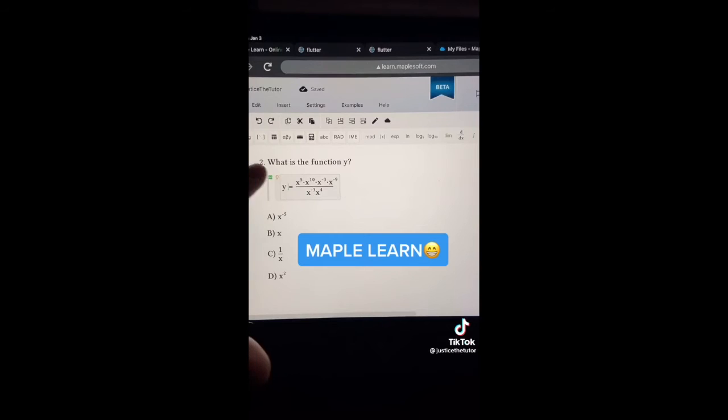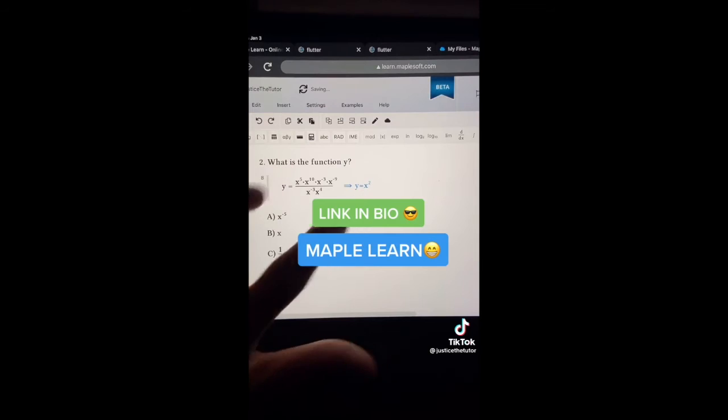The interface I'm using is called Maple Learn, and I'm just going to check my work really quick. So as you can see, it simplified the problem, and the answer was x squared, so we got it correct.